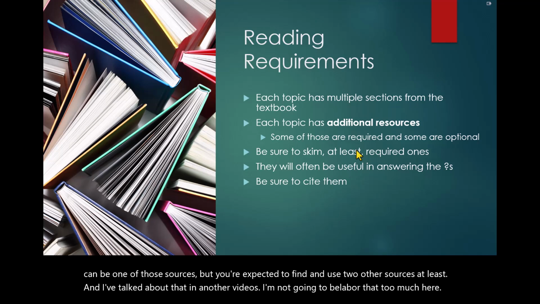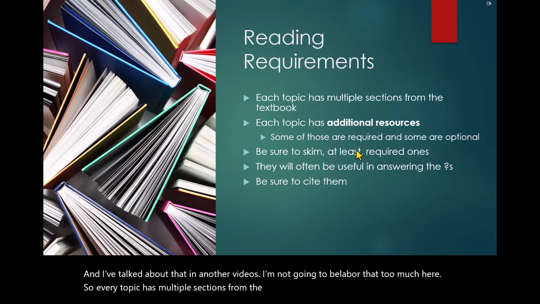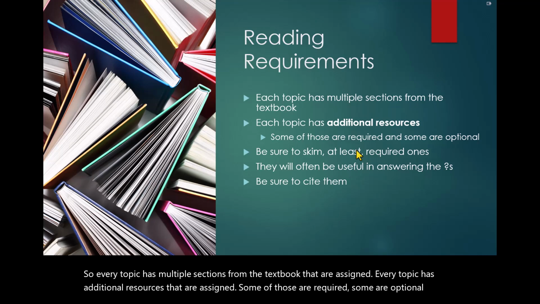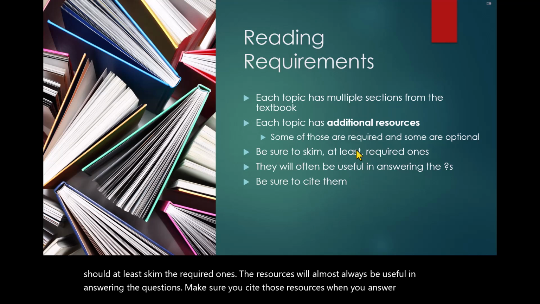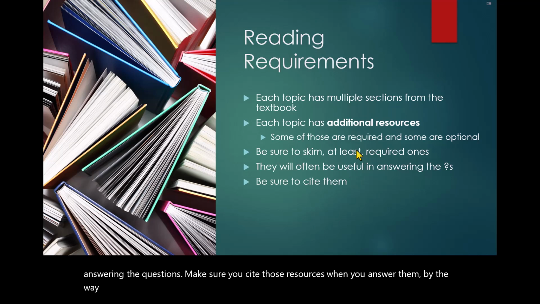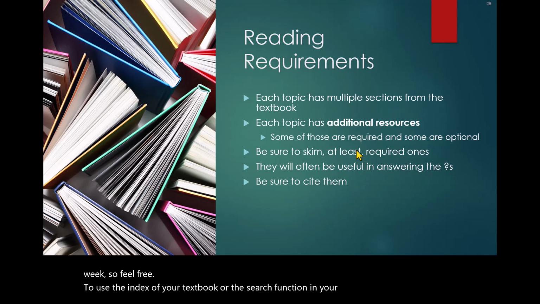So every topic has multiple sections from the textbook that are assigned. Every topic has additional resources that are assigned. Some of those are required, some are optional. You should at least skim the required ones. The resources will almost always be useful in answering the questions. Make sure you cite those resources when you answer them. By the way, occasionally your textbook will have answers in sections that are not assigned in that week. So feel free to use the index of your textbook or the search function in your online textbook to find information.